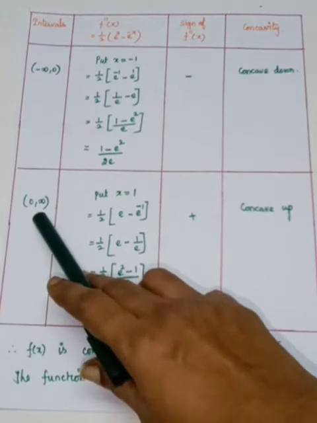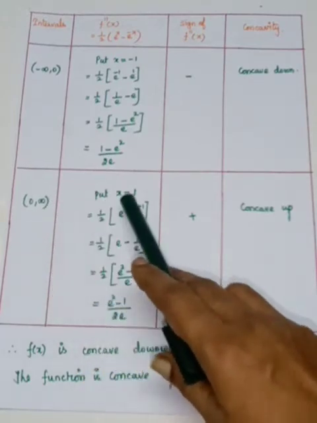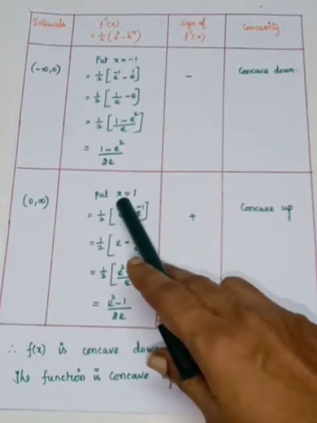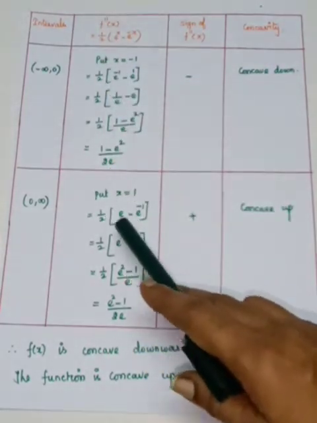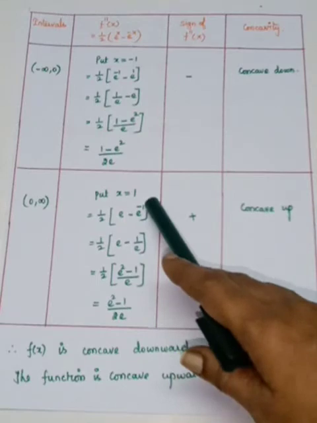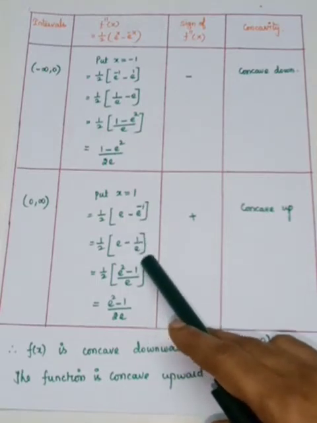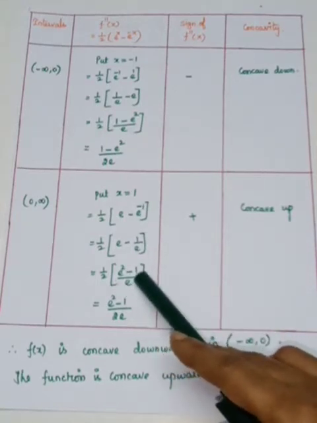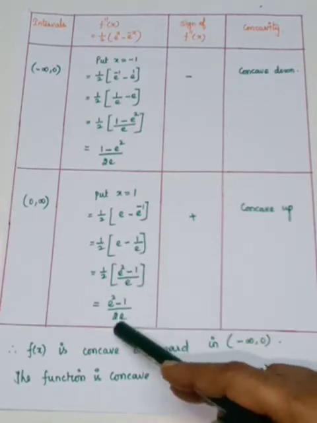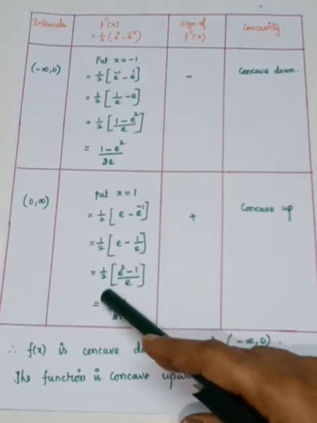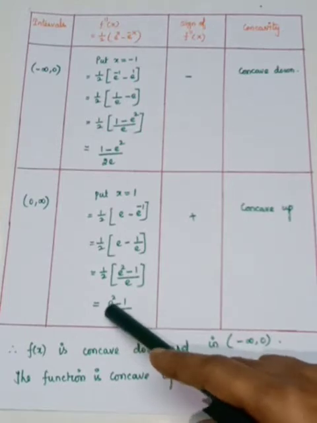And you take this interval 0 to infinity, take a value, x is equal to 1. Substitute in f double dash of x. So half into e minus e power minus 1. This can be written as 1 by e. So it is e square minus 1. If you take LCM, the answer is e square minus 1 divided by 2e. So e is greater than 1, so it is positive.